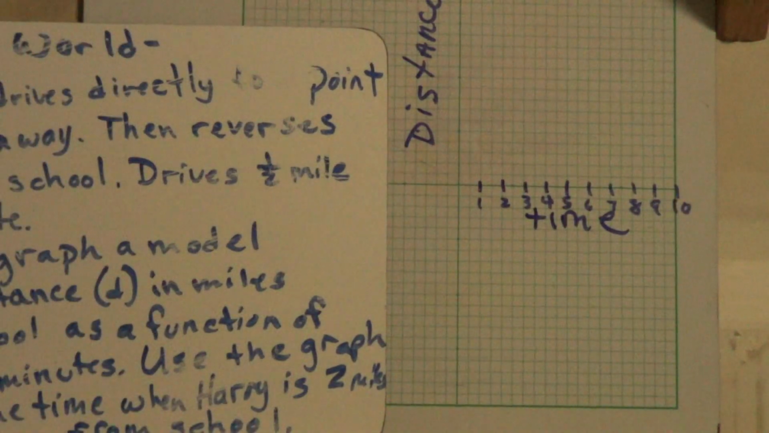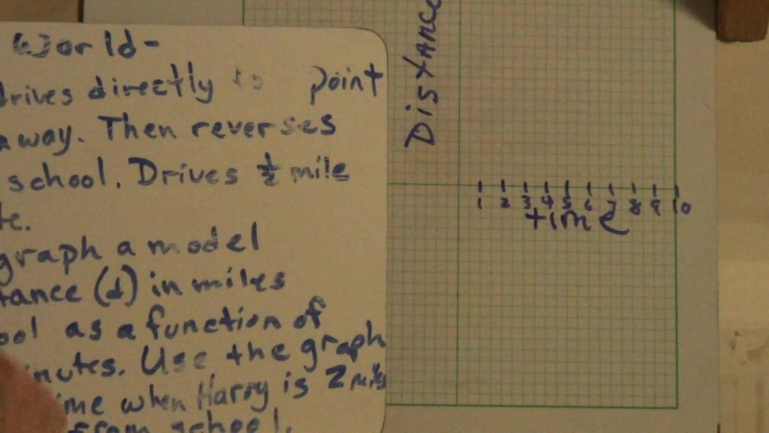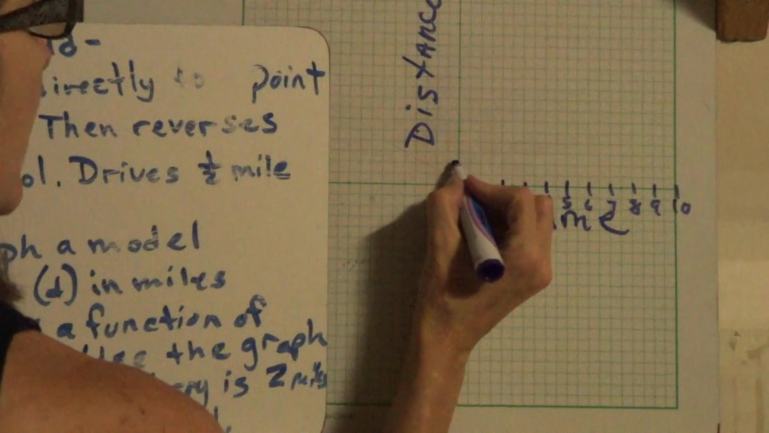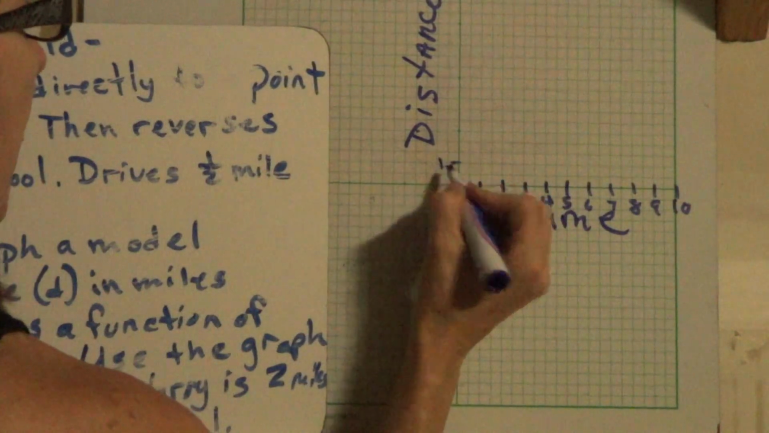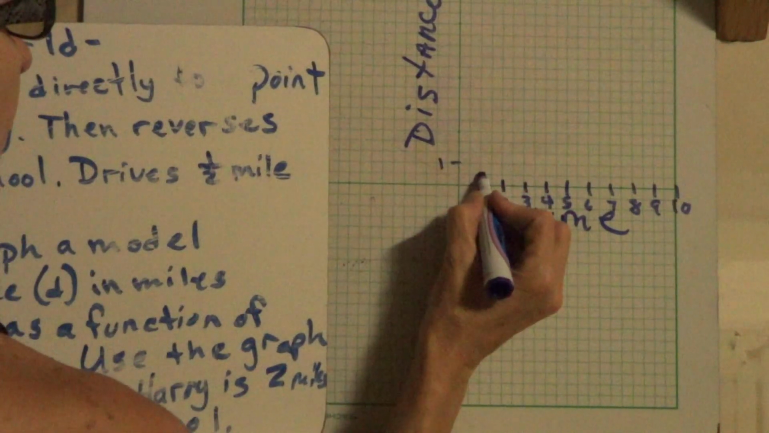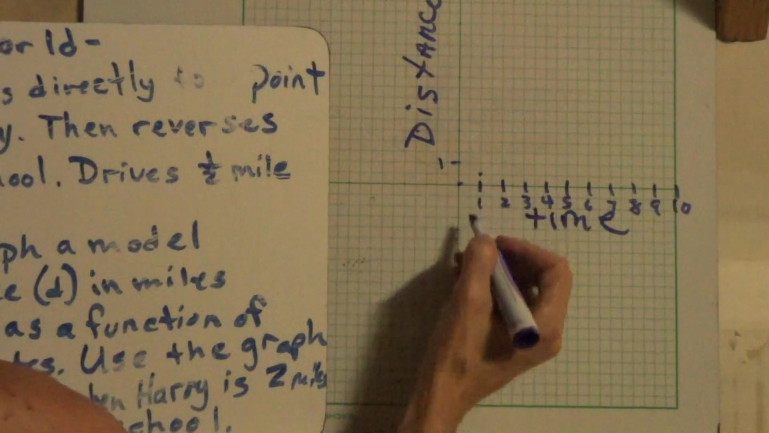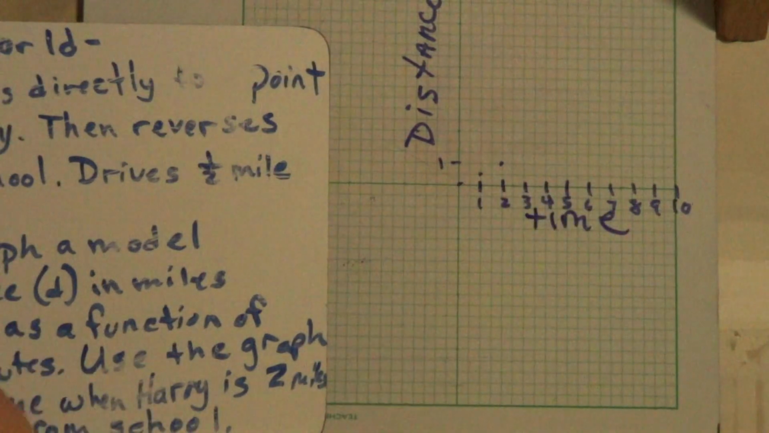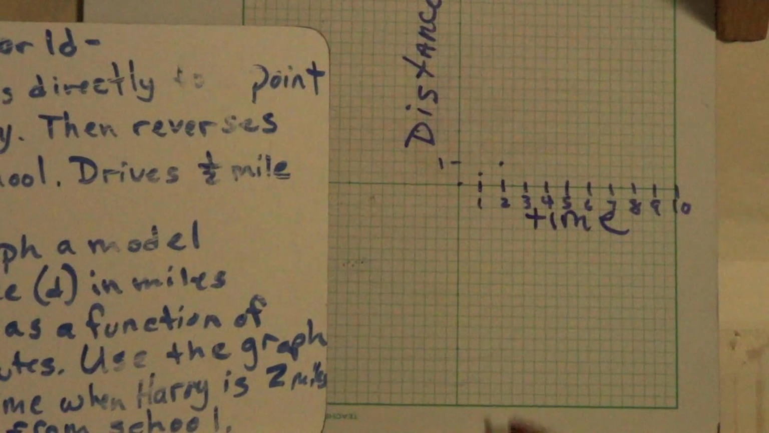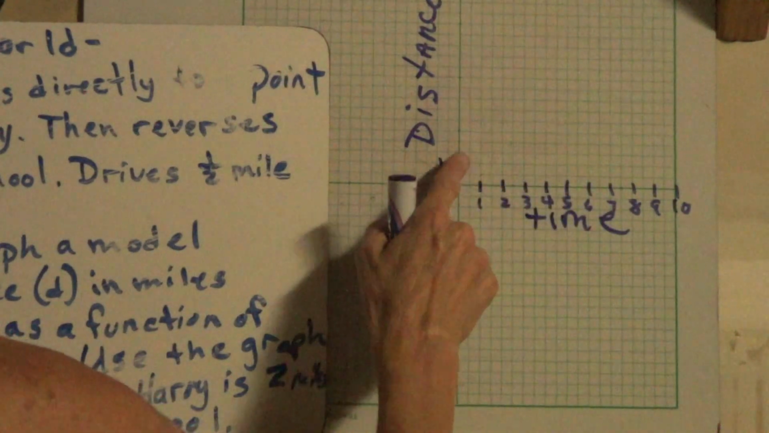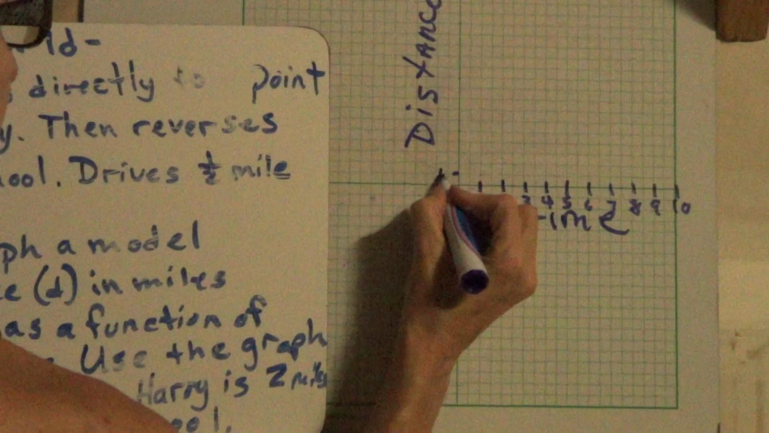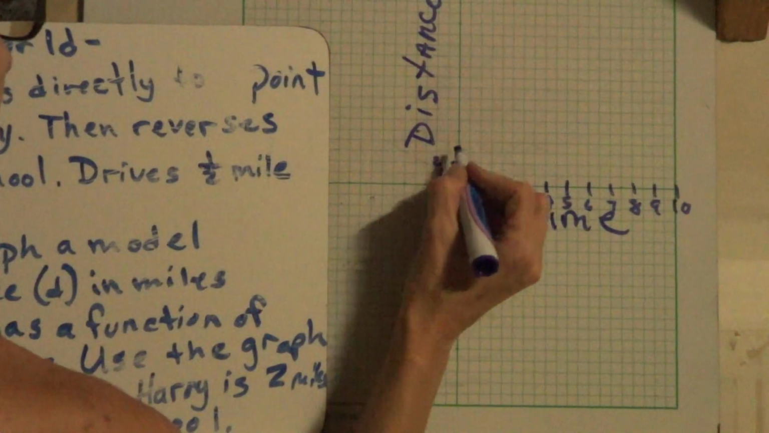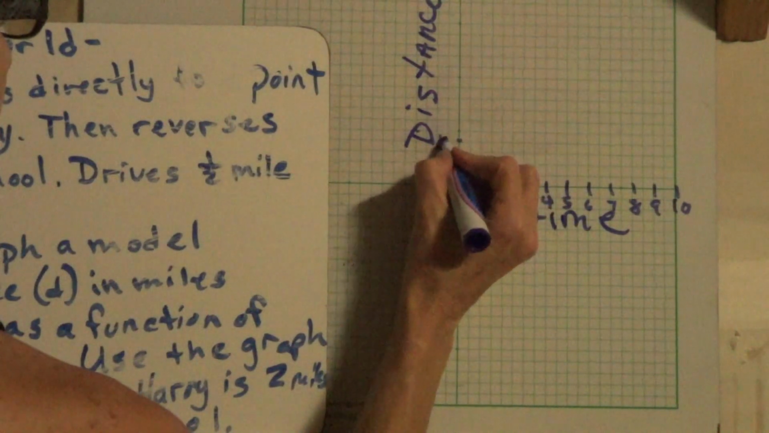Okay, now it says that he drives half a mile per minute. So let's make that 1 mile. So he'll be that far in 1 minute, half a mile a minute. He'll be a full mile in 2 minutes. He's going to go, how far? 4 miles away. Ooh, we're not going to make it in that amount. Let's shrink this down. Let's go 1 here, 2 here, 3 here, 4 there.